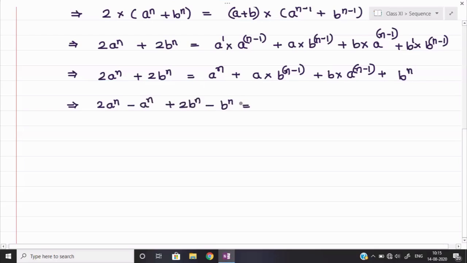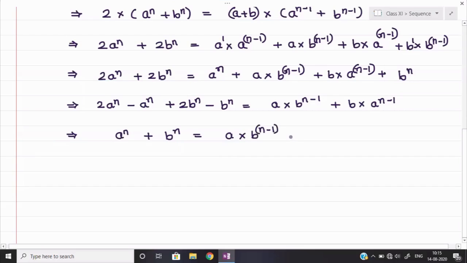Now what do we have remaining here? Remaining here is a into b to the power n minus 1 plus b into a to the power n minus 1. Okay, now from 2a to the power n, if I subtract 1a to the power n, remaining is 1a to the power n, and here also it will remain 1b to the power n, is equal to the same right hand side.